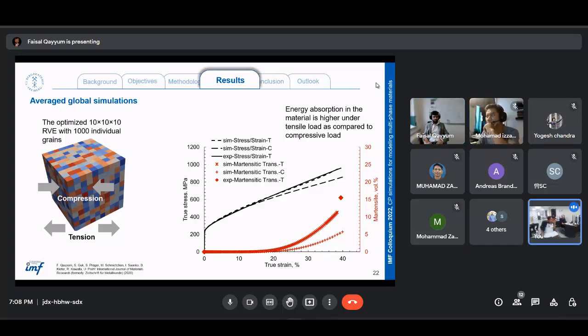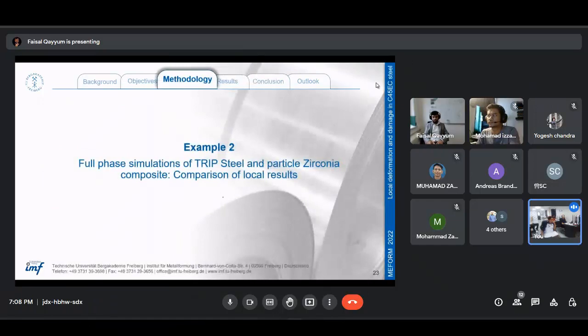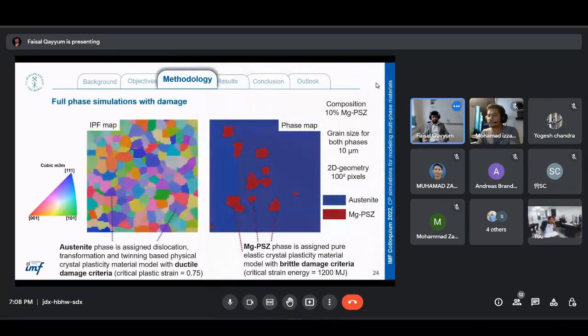So you mean that full phase means in each voxel you will assign the properties? Yes, but the resolution is relatively higher so that each grain and phase can be individually separated out, like here. Uh-huh. So that's what I'm calling full phase simulations, where the resolution is resolved to the phase level.